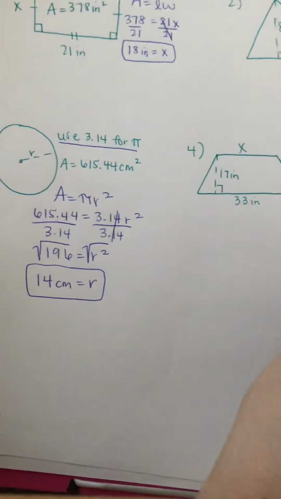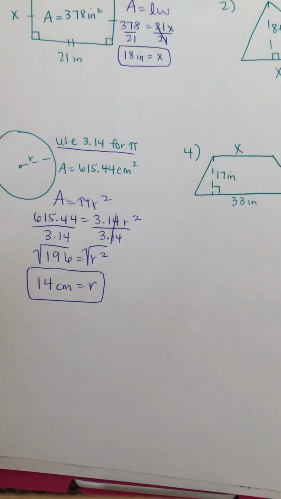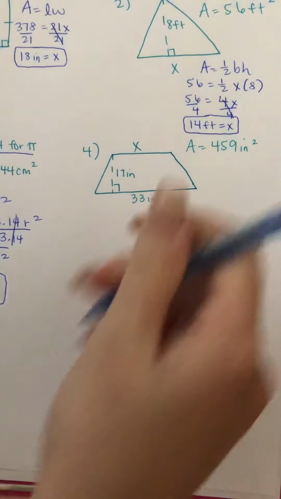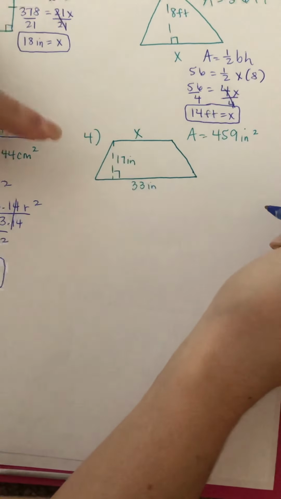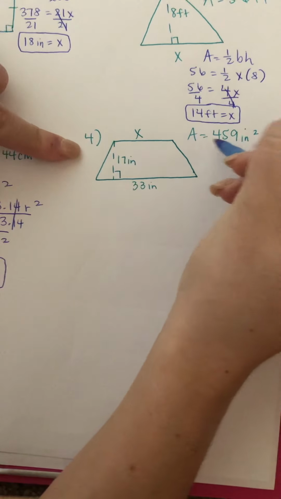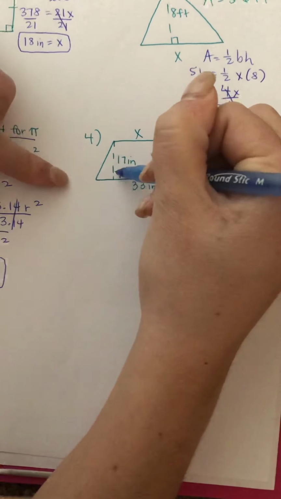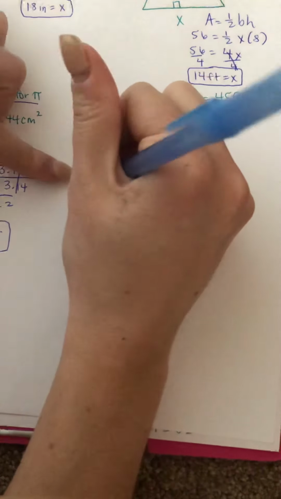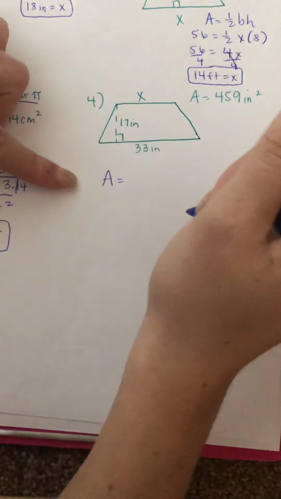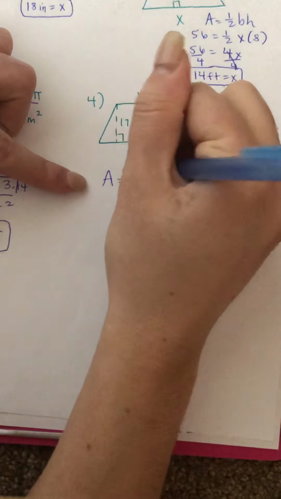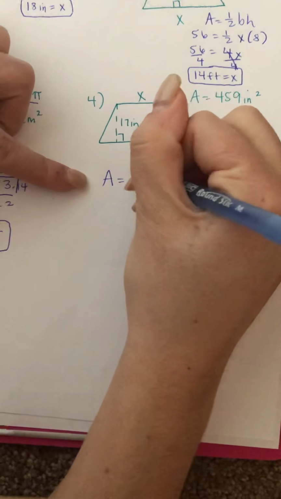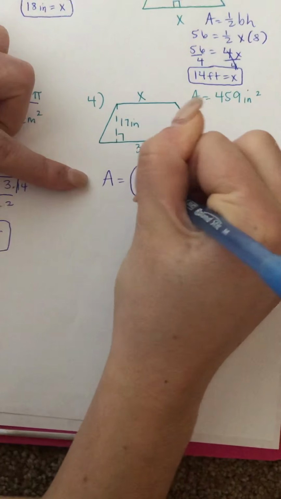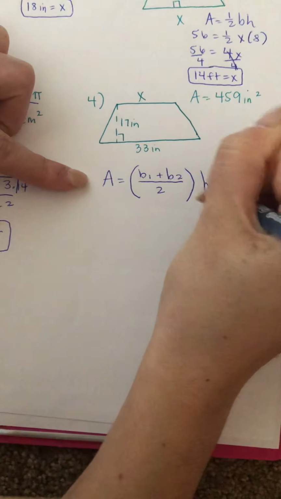Okay, now on to number 4. Number 4 is a trapezoid. This is probably the hardest one. We're given the area of this trapezoid, which is right here, 459. We're given the height, and we're given one of the bases. So we're going to use the formula for area of a trapezoid, which is A equals, there are lots of different ways you can see this written, but this is my favorite way. B sub 1, meaning base 1, plus B sub 2, meaning base 2, divided by 2 times the height.